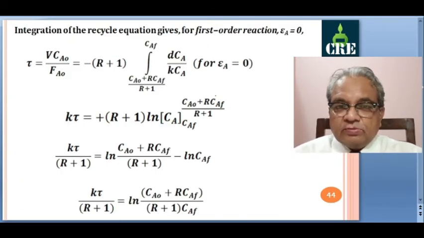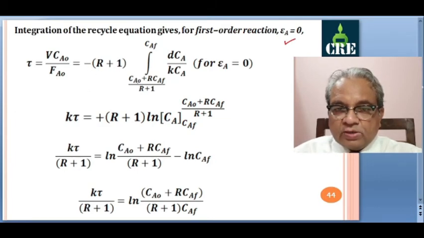Integration of the recycle equation. Now we'll see for epsilon equal to 0 and first order reaction. So this is our model. We are writing in terms of concentrations. dCA, minus Ra is kCA, for epsilon A equal to 0. So this k into tau, k tau we will write on this side.